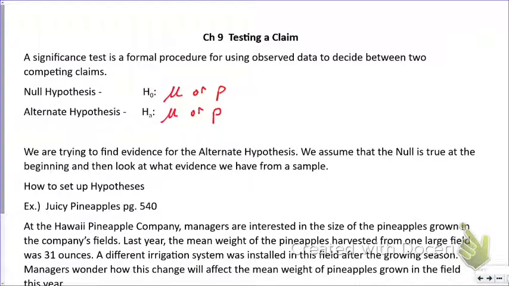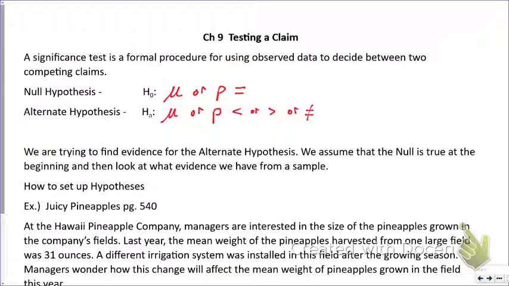I guess they could ask about any population value, so you could be talking about sigma, or the population median, who knows what, but typically we will only be using mu or p. In the null hypothesis, in H naught or HO, whatever you want to call it, we will always use an equal sign. So it's going to equal some kind of claim. And then in our alternate, we're going to test if it's less than or greater than, or we may test not equals.